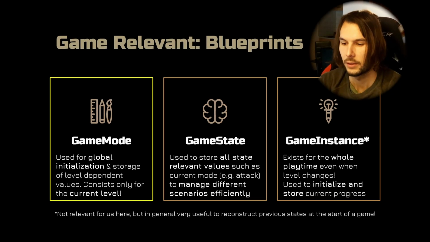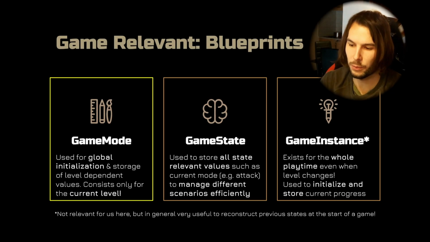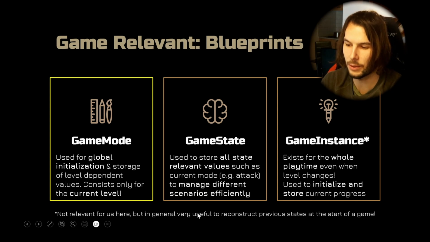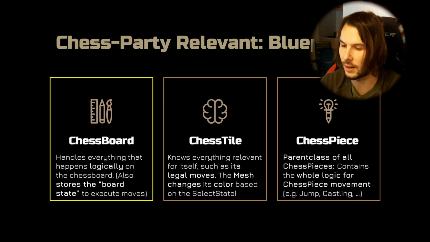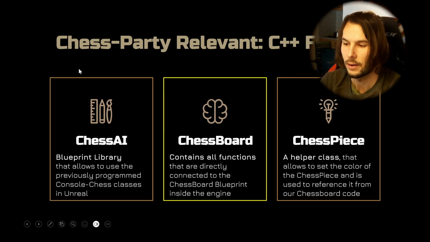All right, so quickly a reminder, we talked about the blueprints. You know where the game mode is located now, you know where the game state is, and that we don't have a game instance inside our project. Then we have the chessboard, the chess tile, and the chess piece. You've already seen that as well. Then, which I haven't shown you yet, is the C++ files, but we will do that in a second.